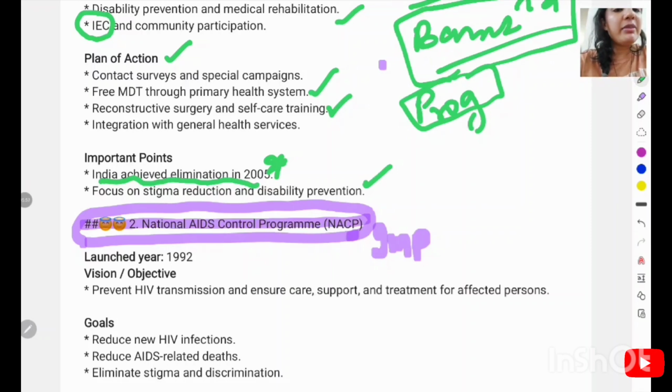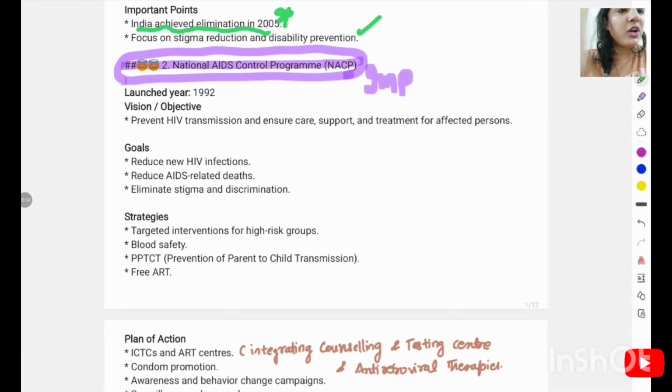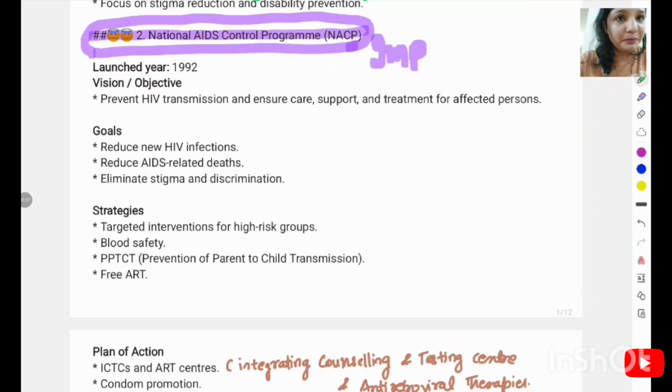The second important program is the National AIDS Control Program, also known as NACP. It was launched in 1992, and its vision or objective is to prevent HIV transmission and ensure care, support and treatment for the affected person, because as we know it is a viral disease that happens due to the HIV virus. So first we have to prevent the transmission, because there is no cure for it now. Then we have to give care, support and treatment to the affected ones.